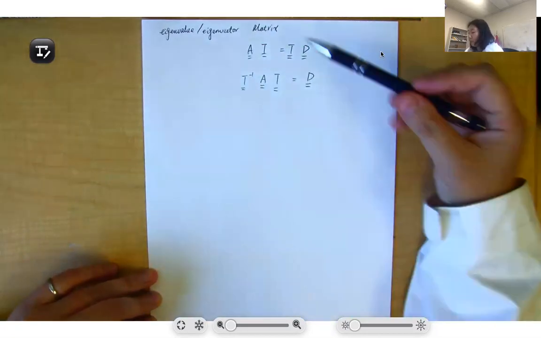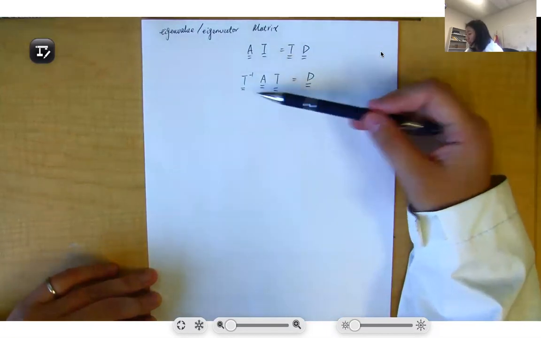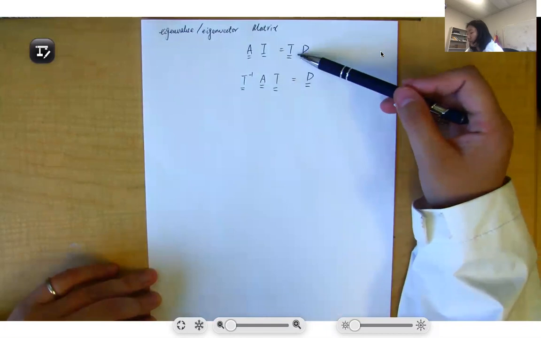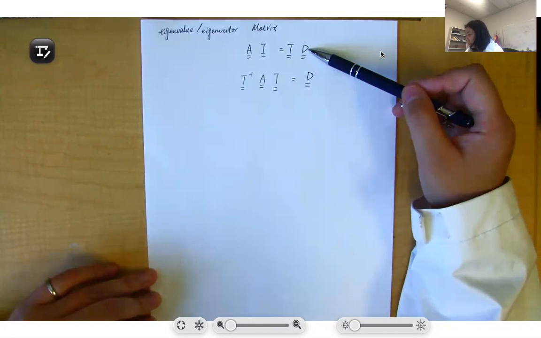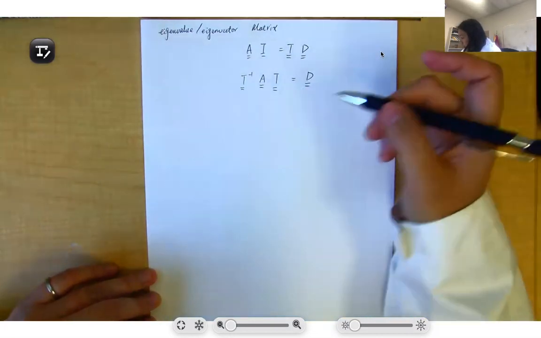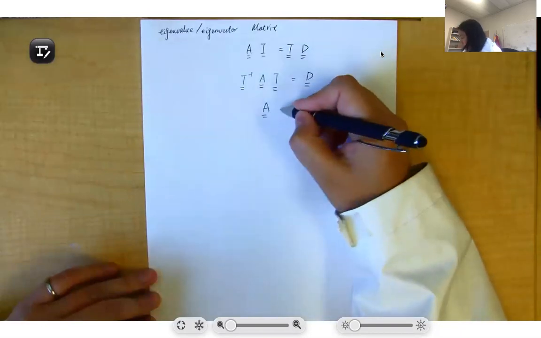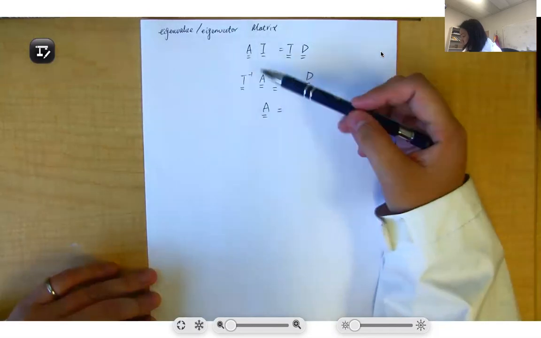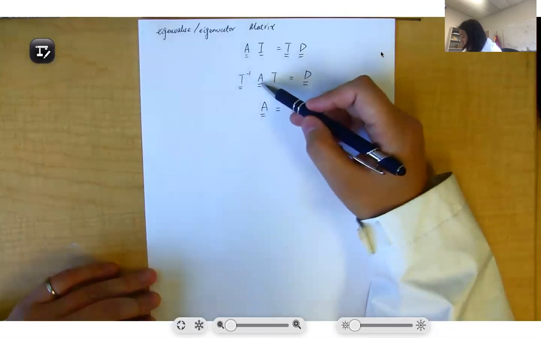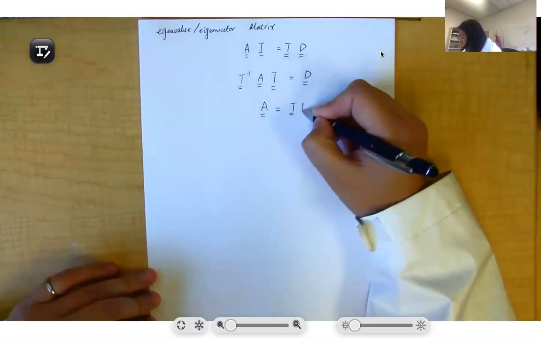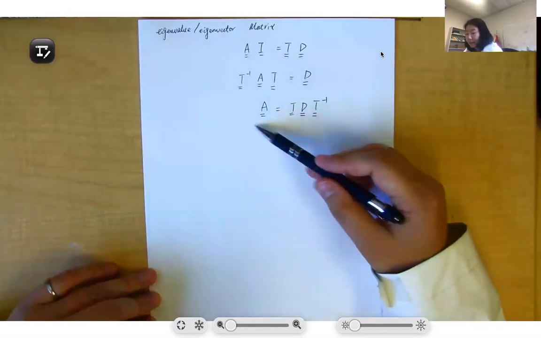Okay, so on both the left and right hand side, you can multiply by T inverse. So T inverse A T will be T inverse T, which is identity, times the diagonal, which will be itself. So we can also rewrite this: A equals, multiplying by T, identity times A T. So T D T inverse will be your matrix A.